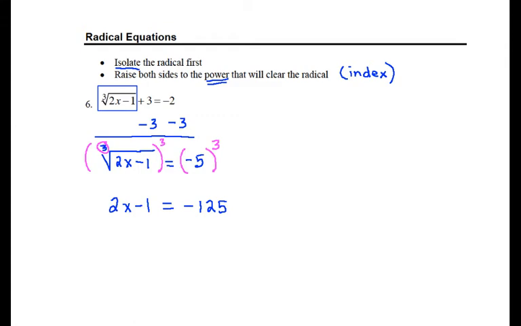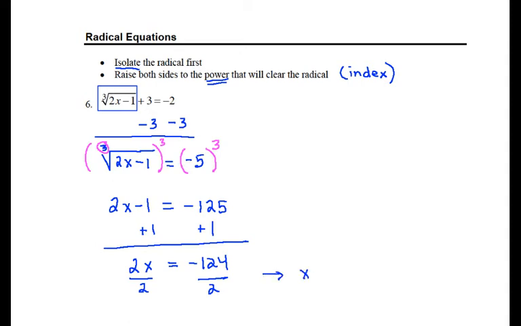Now I have a very simple linear equation. So this could turn into something linear, it could turn into something quadratic. We just need to wait and see what we have as a result of applying this power and go from there. So very simple linear equation, add 1 to both sides. Divide both sides by 2, and we're done, right? So we get that x is equal to negative 62. So our solution set is just the value negative 62.